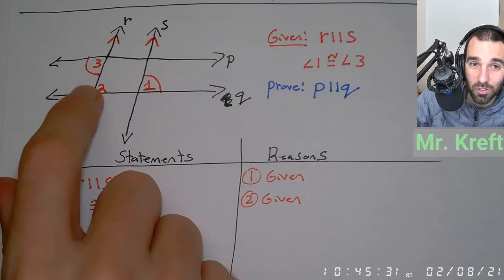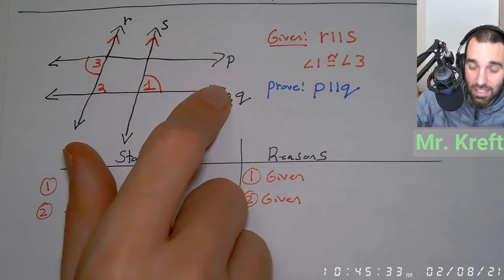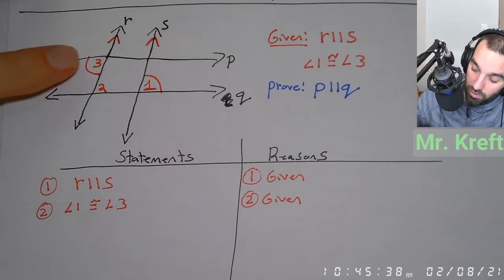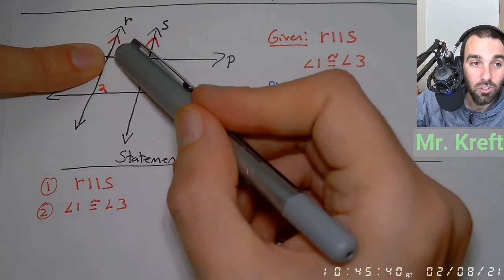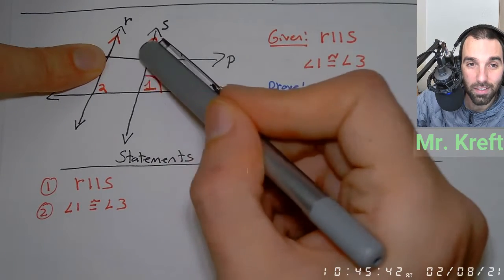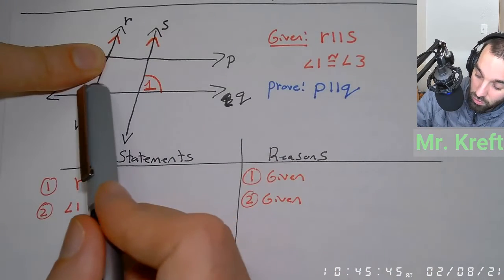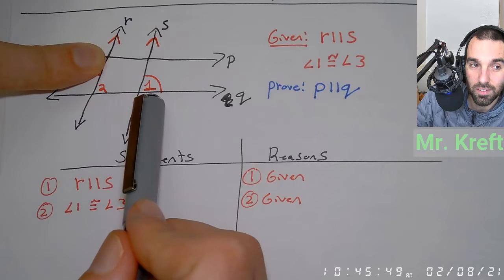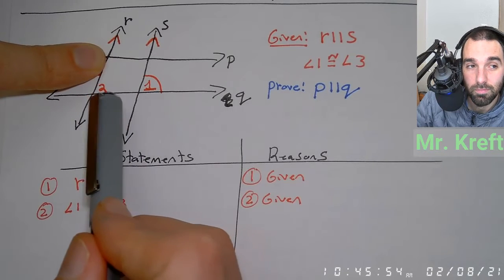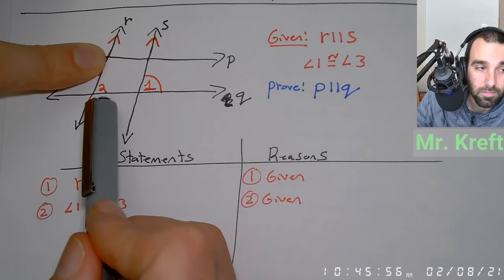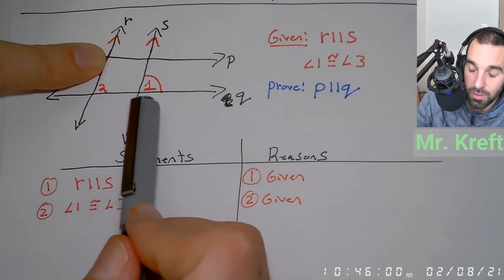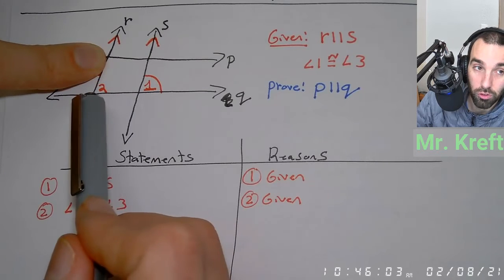All right. So I need to show angle 2 and angle 3 are congruent. Well, I can't use alternate interior angles because P and Q aren't ready yet. So I only have one pair of parallel lines. So if you look at this, do you guys see how R and S are parallel? Well, angle 2 and angle 1 are on R and S. Is this an angle relationship? You guys tell me. Is this an angle relationship? And if so, what angle relationship?